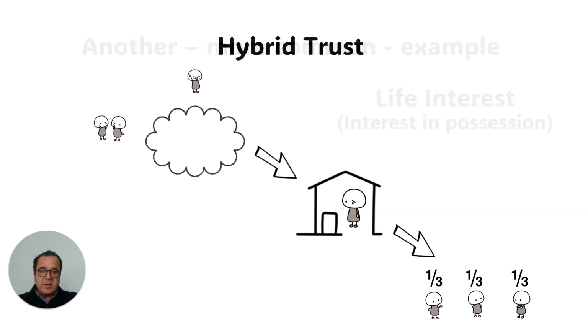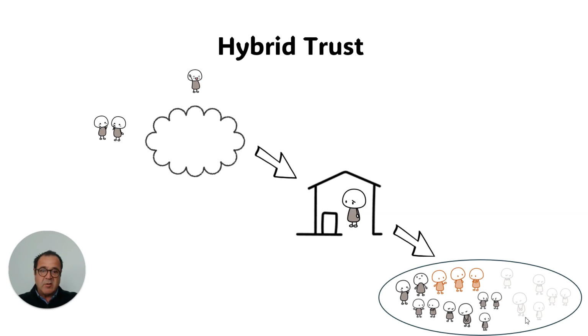But sometimes you do see people say, yes, I still don't like it because it's got the problems of a fixed trust, so I will make this part discretionary, as we did in the last slide. So we have a fixed part and we have a discretionary part, and that's called a hybrid trust.